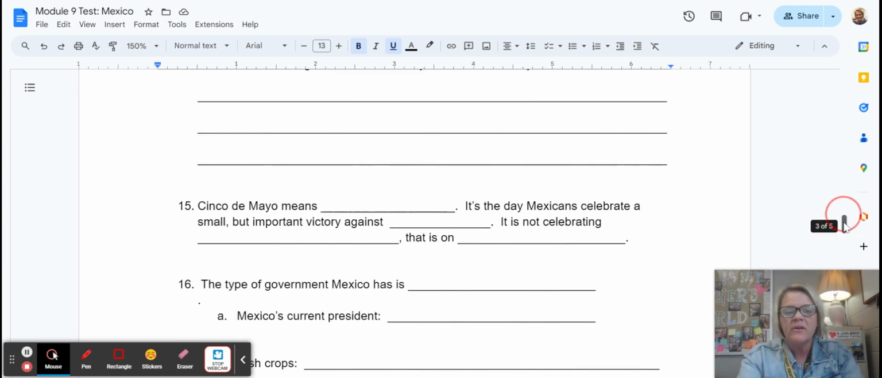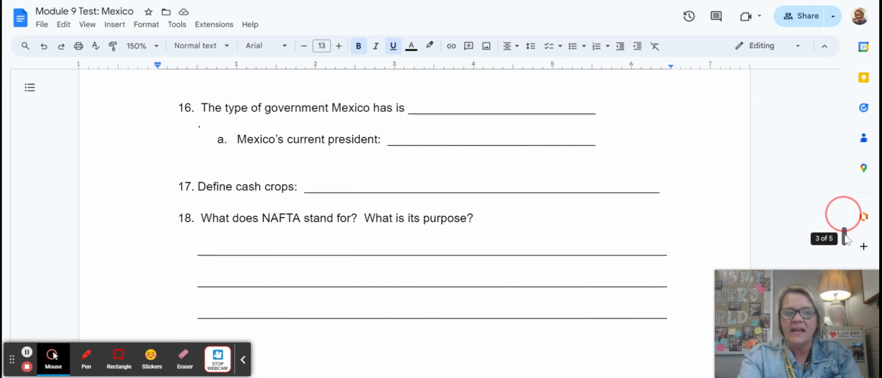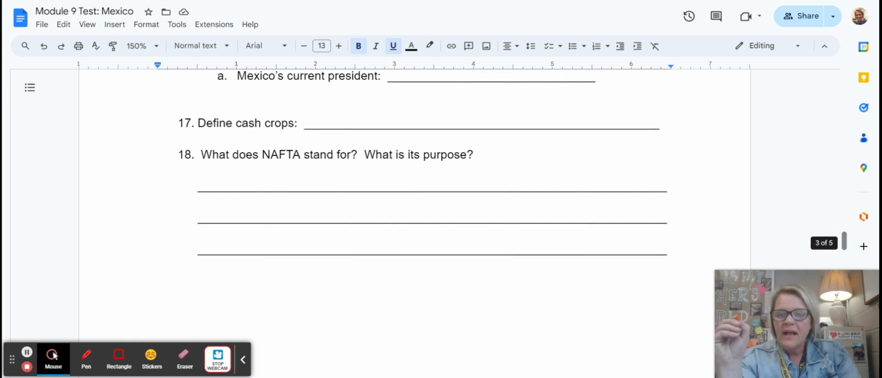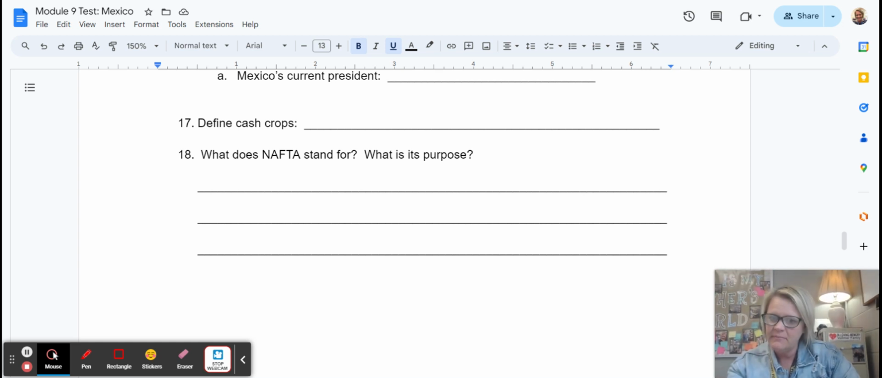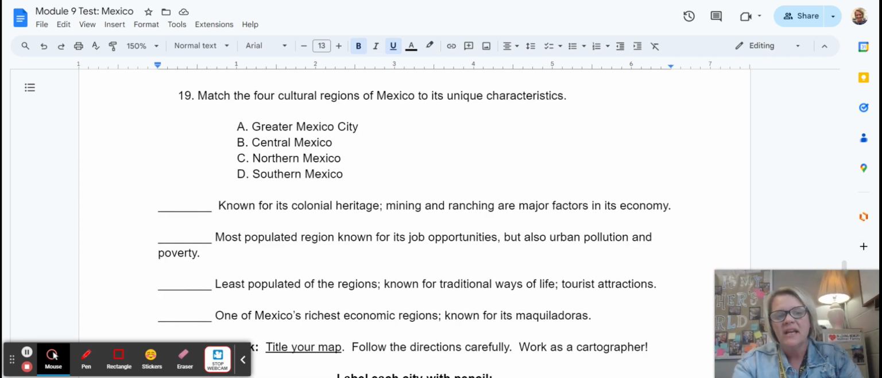Then we have a question about Cinco de Mayo, and a couple of things about Mexico today. Could you pick up your pencil again and put 2 stars by number 18? Then pencil down. These both need to be in complete sentences and both need to be answered. For example, NAFTA stands for da-da-da-da, period. The purpose of it is da-da-da-da, period. All right, turn the page. The last question of the test is you're going to take the 4 cultural regions of Mexico and match them with descriptors, what makes them unique from the other regions of Mexico.